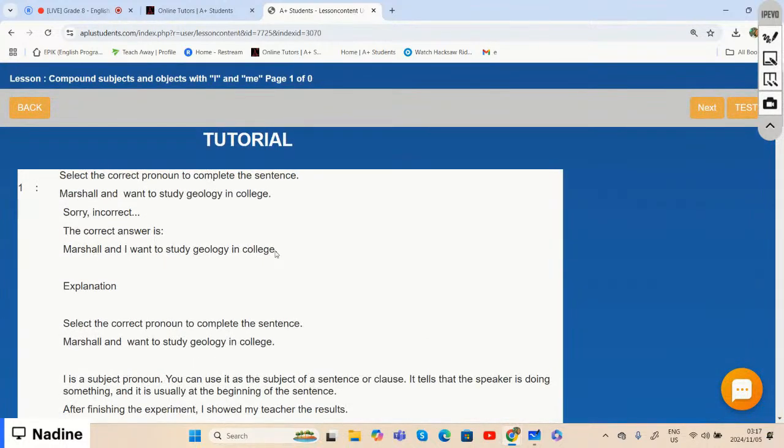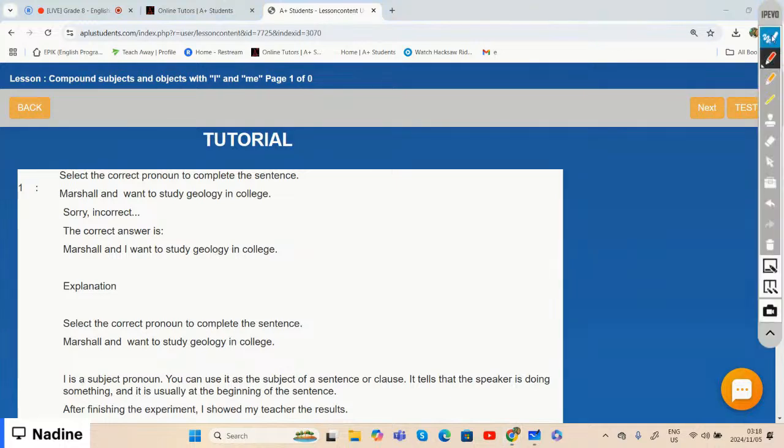All right. So now we need to select the correct pronoun to complete the sentence. Marshall and blank want to study geology in college. Do we say Marshall and I, or do we say Marshall and me? Marshall and I or Marshall and me? Which one is correct?